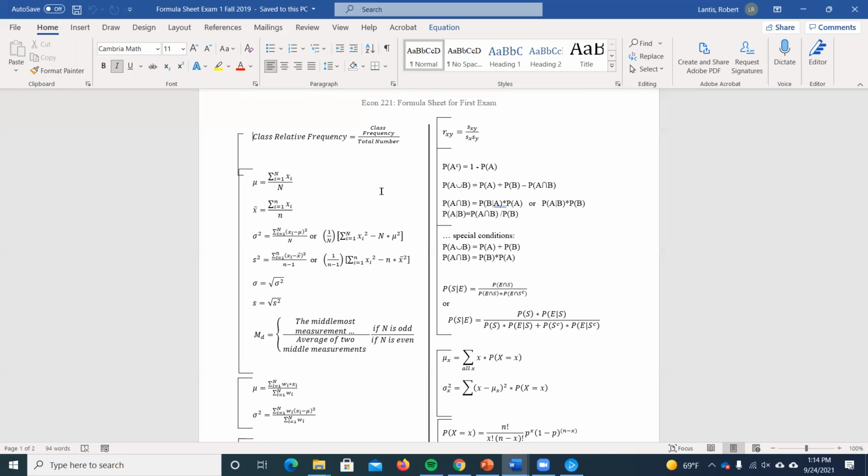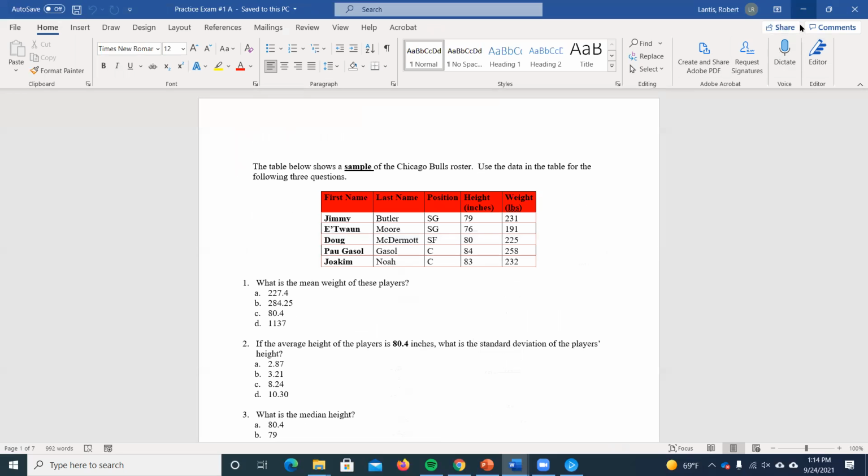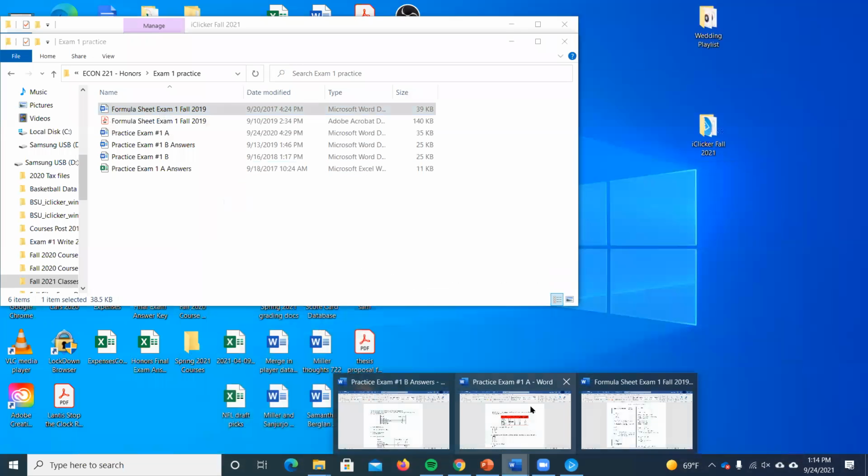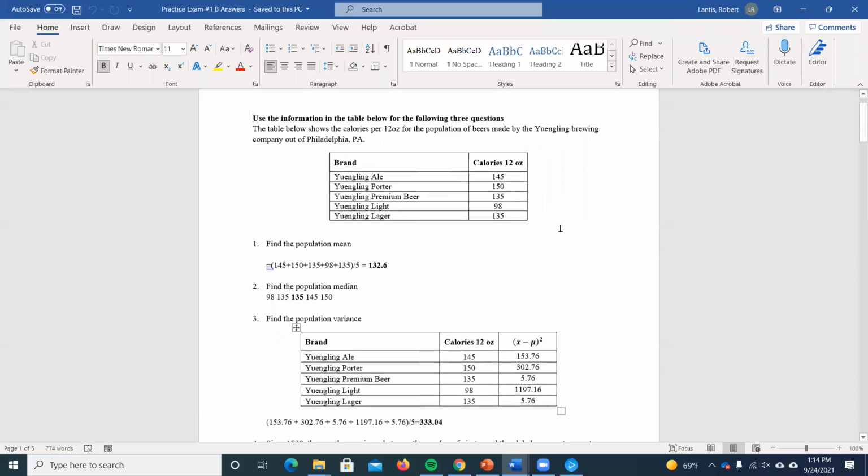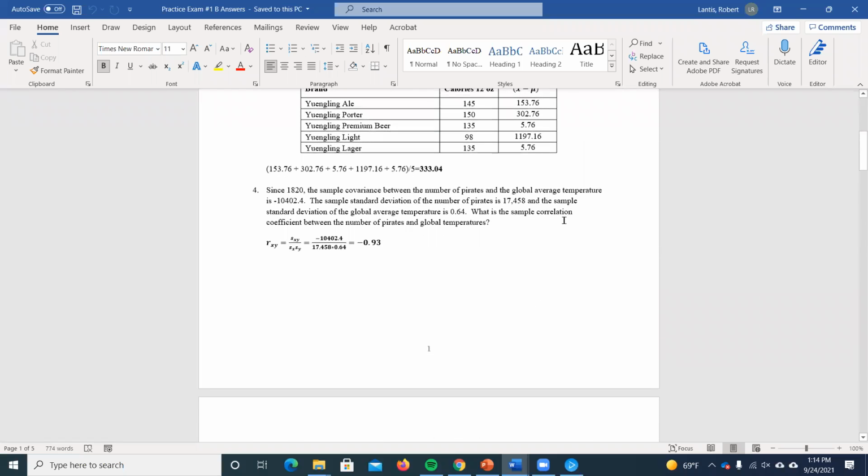I would say those practice exams, at least in terms of the types of questions they're asking, would be very good templates to look at. Probably practice exam A a little bit more than practice exam B.